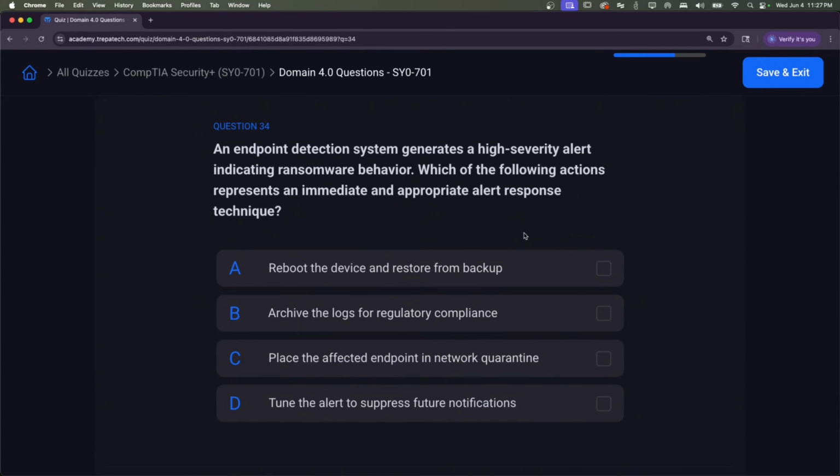Question 34. An endpoint detection system generates a high severity alert indicating ransomware behavior. Which of the following actions represents an immediate and appropriate alert response technique? So we have a high severity alert.